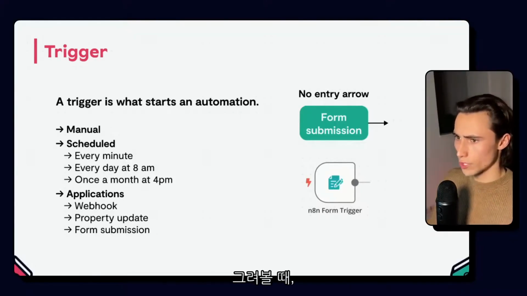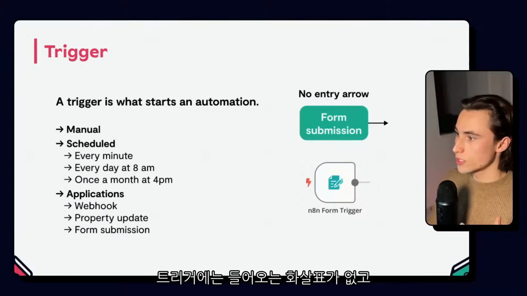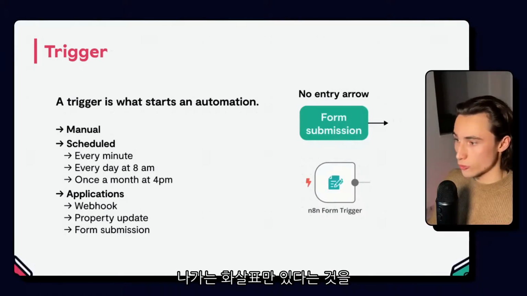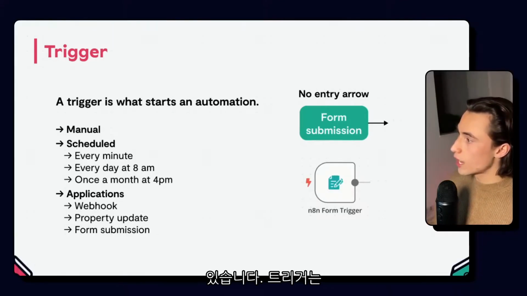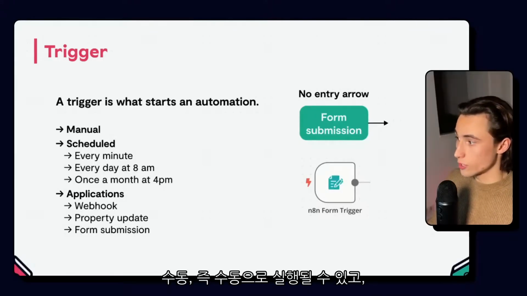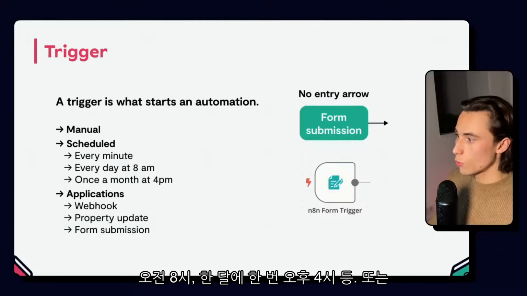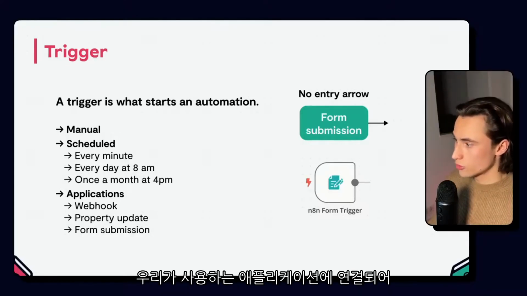When we're going to be drawing out these automations, we're going to see that the trigger is not going to have an entry arrow, only an exit arrow. There are many different kinds of triggers. A trigger can be manual, so executed manually. It can be scheduled, so every minute, every day at 8 a.m., once a month at 4 p.m., or it can be linked to applications.